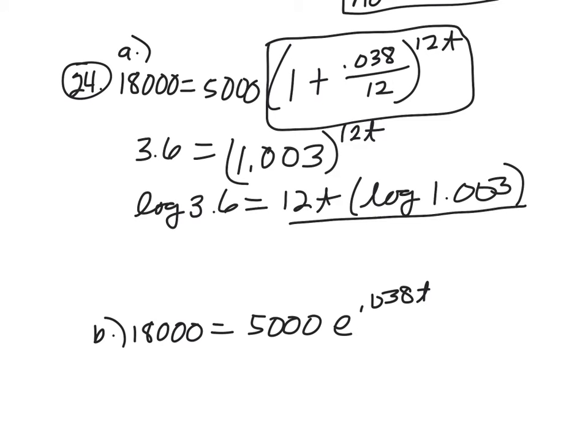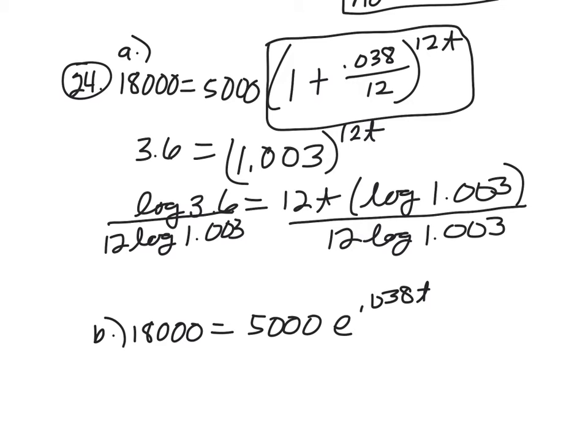And then if I divide by 12 times the log of 1.003, then the t will be by itself. So I need to do that on both sides. Those cancel and those cancel, and the t is by itself. And do a little calculator work here. Log of 3.6 divided by parentheses 12 times the log of 1.003 is approximately 35.6.